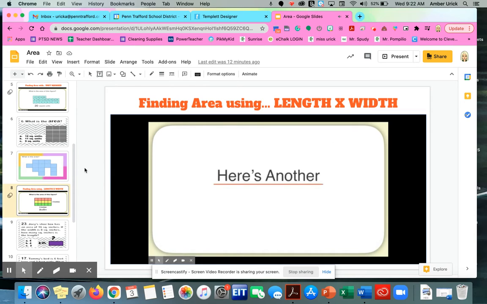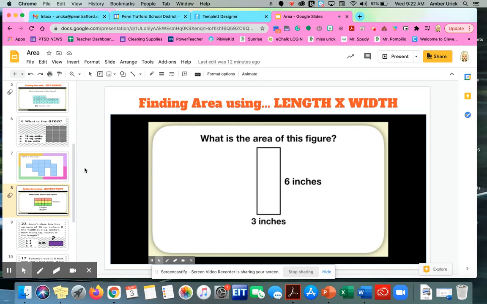Now here's another problem for you to practice with. What is the area of this figure? Well, how can I find the area of this rectangle? We need to multiply the 2 side lengths, so we'll multiply 6 times 3. What is the area of this rectangle? The area of this rectangle is 18 square inches.